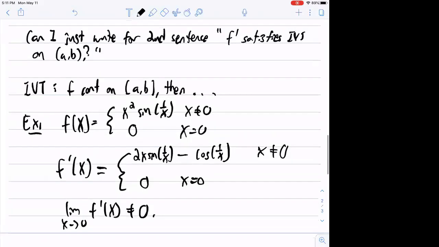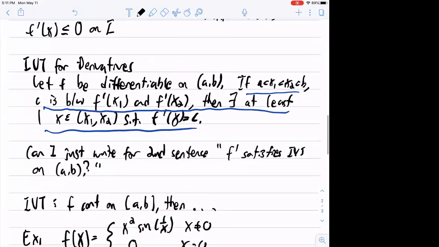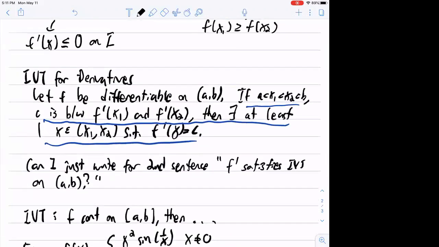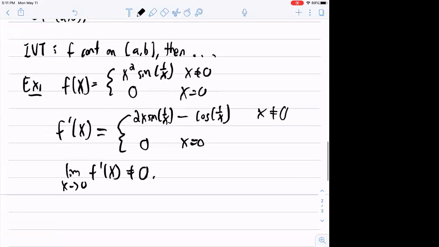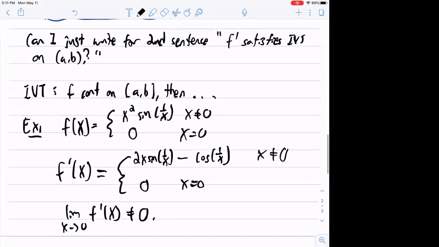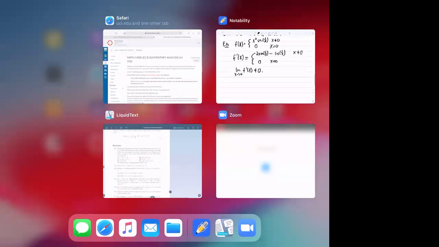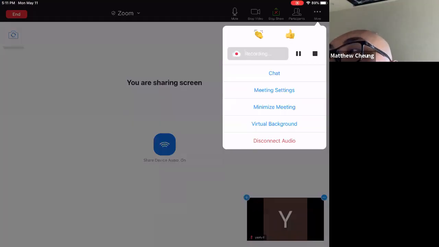But basically, it still satisfies this IVT property. So derivatives are nice, right? In the sense that they have the IVT property, but you can't just say it satisfies IVT, because to satisfy IVT, that would mean the derivative is continuous, which it's not. So yeah. Okay. Any questions so far, or everyone get it?